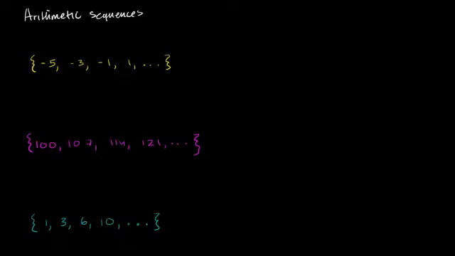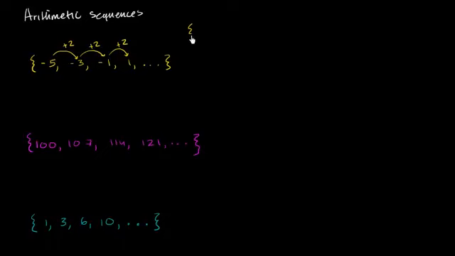Well, let's look at this first one right over here. To go from -5 to -3, we had to add 2. Then to go from -3 to -1, you have to add 2. Then to go from -1 to 1, you had to add 2. So this is clearly an arithmetic sequence. We're adding the same amount every time. And there's several ways that we could define the sequence.